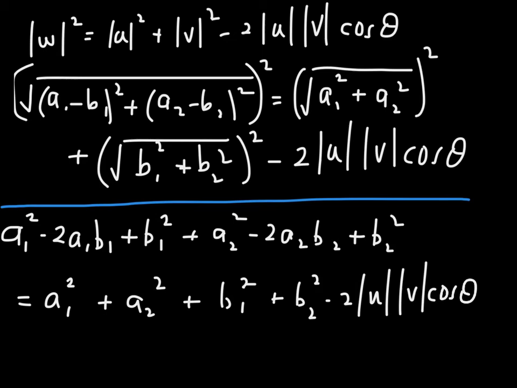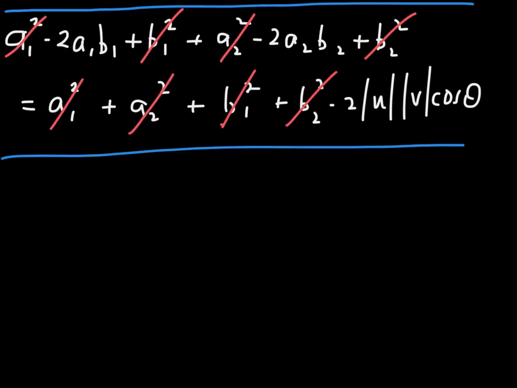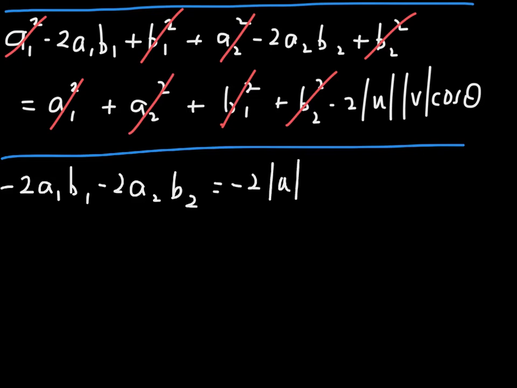Now notice that you got a sub 1 squared on the left and an a sub 1 squared on the right, so they cancel. Furthermore, a sub 2 squared on the left and a sub 2 squared on the right cancel. In addition, b sub 1 squared on the left and b sub 1 squared on the right. B sub 2 squared on the left, b sub 2 squared on the right. Now that leaves me with negative 2 a sub 1 b sub 1 minus 2 a sub 2 b sub 2. That's all I'm left with on the left, is equal to negative 2 times the magnitude of vector u times the magnitude of vector v times cosine of angle theta.